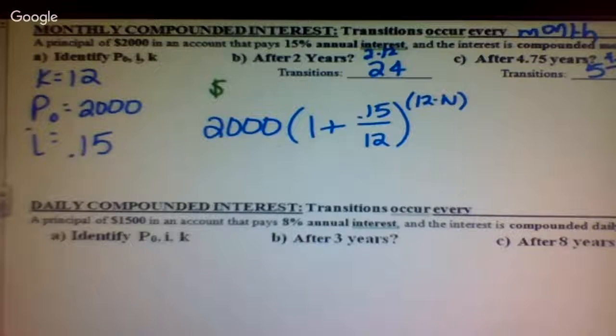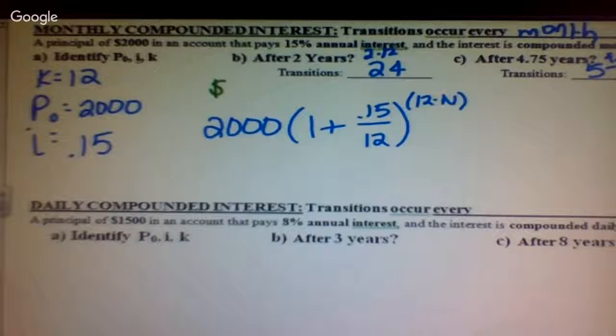Transition: raise to 24 and 57. Look at the years. Did we manage it yet, Alexis? What do you plug in for n? It says after 2 years, your n value is a 2.